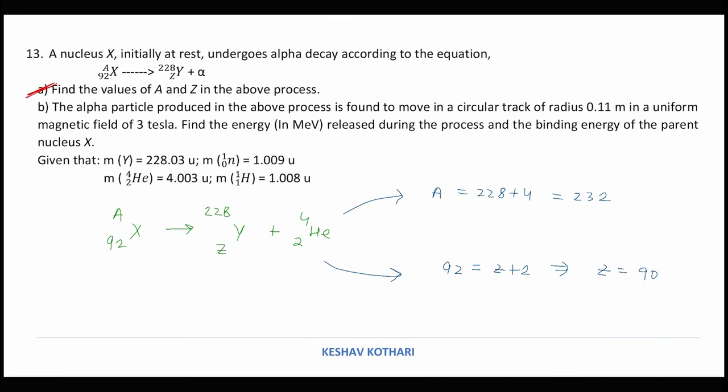Now the question is saying that the alpha particle produced in the process is found to move in a circular track of radius 0.11 meter in a uniform magnetic field of 3 Tesla. So find the energy released during the process and the binding energy of the parent nucleus X. Now we begin by considering, let V be the velocity of the emitted alpha particle.